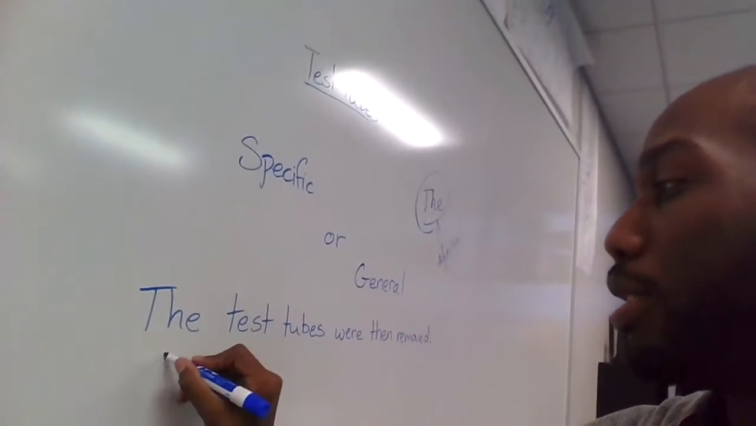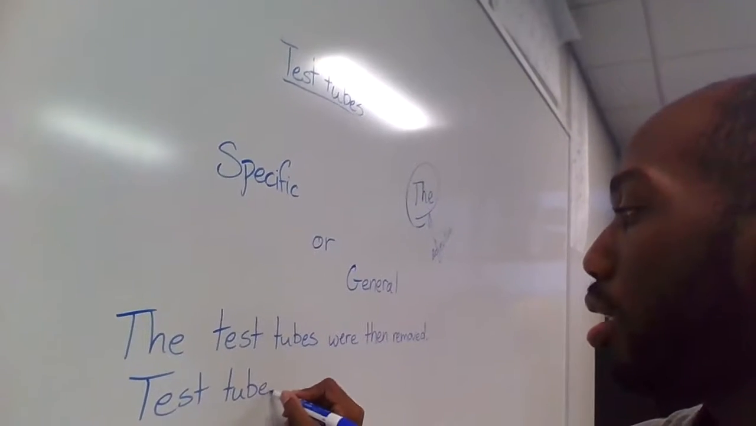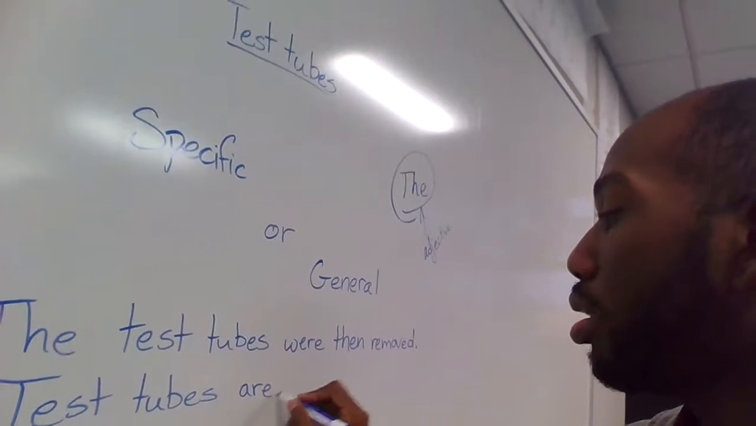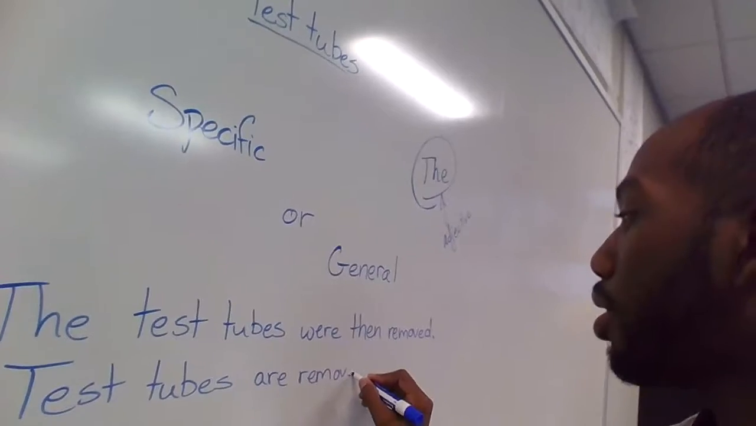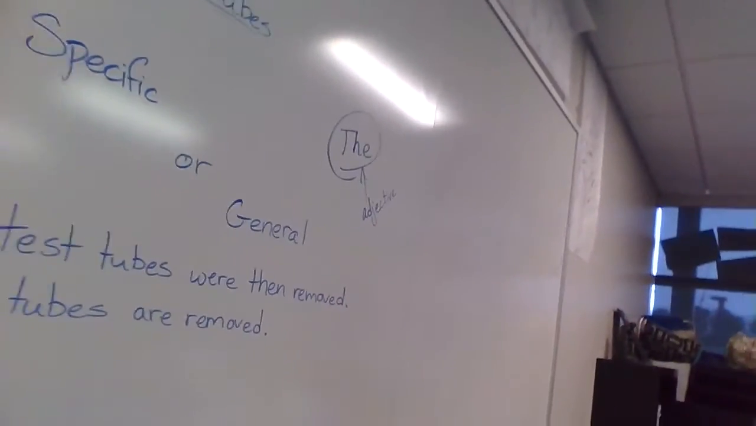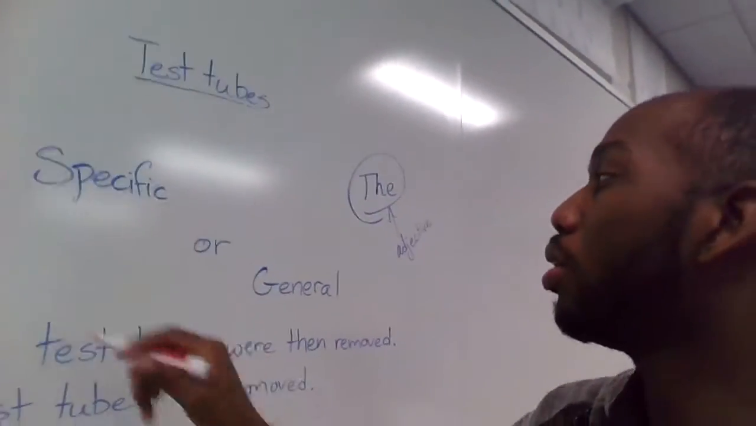And then we have the second sentence. I slightly have to change the structure of the sentence just a little bit to prove my point. All right, so we have "the test tubes were then removed" and "test tubes are removed." Remember that I said the difference between using "the" is whether you're trying to be specific or general.